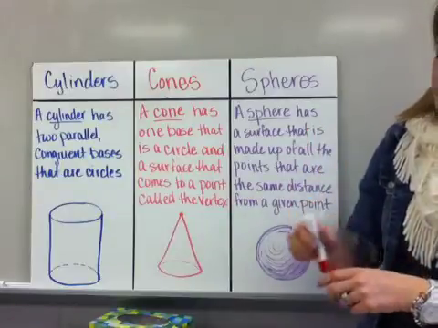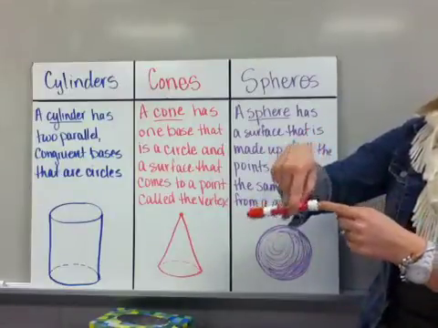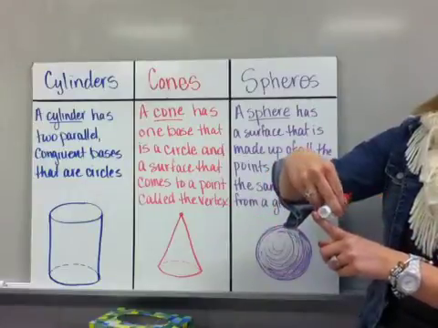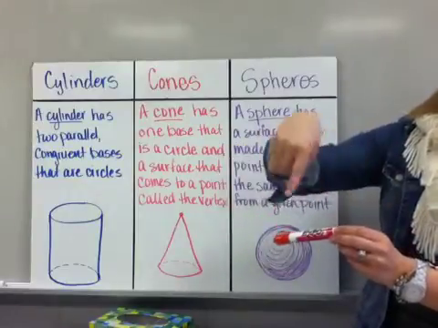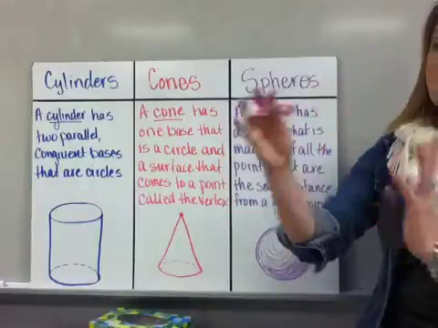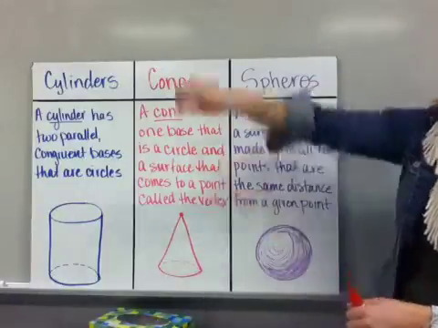Like in a circle, you have a point in the middle, and it goes two-dimensionally, and it's all those points that go around it. A sphere is going in all 3 dimensions around it.